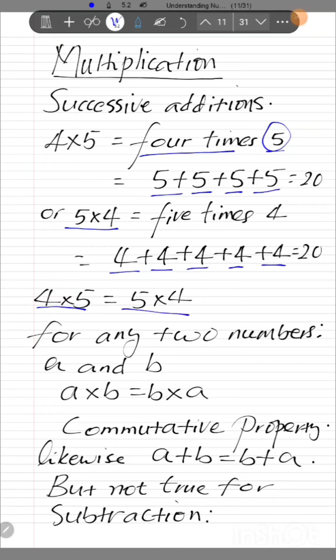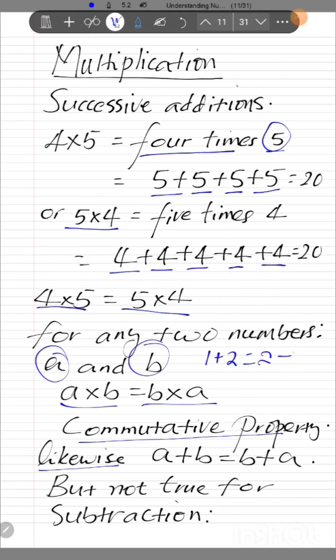For any two numbers, say A represents a number and B represents a number, A times B is the same as B times A. This property is the commutative property. Commutative means you can change the position, but the value is still the same. The commutative property is true for addition also: 1 plus 2 is the same as 2 plus 1. But moving the position will not work for subtraction and division. That's why we say addition is commutative and multiplication is commutative, but it doesn't work for subtraction and division.